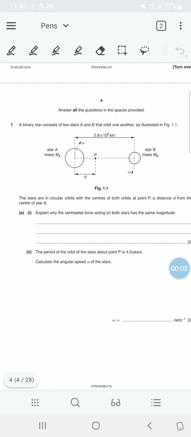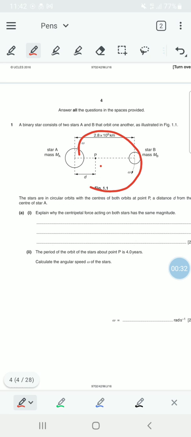Physics 2016 May June paper 42 question number 1. A binary star consists of two stars A and B that orbit one another as illustrated in figure 1.1. So this binary star, what you should understand is that there is a central point here, P, and around that both of these stars would go.